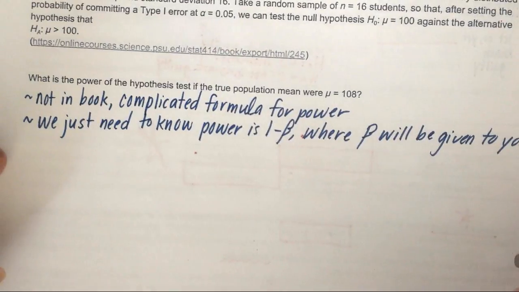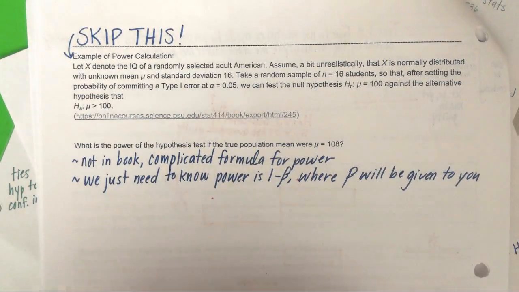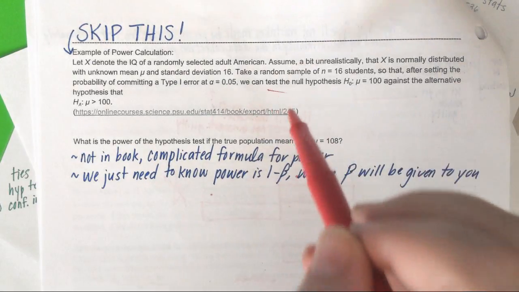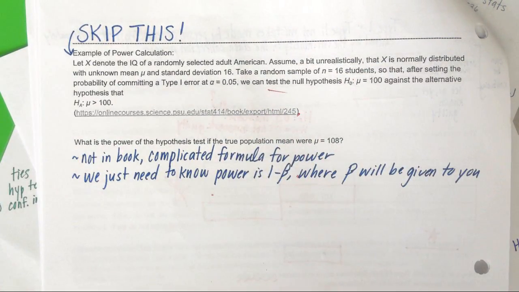Okay, let's go to the next page. We're going to skip this. If you're wanting to know more about this power, more than just the fact that it's 1 minus beta, and in some way beta is given to you, there's a really long, complicated formula for it. Go see this link. That is beyond the scope of our class. It is definitely something you would talk about in a different statistics class, not high school level. It is very complicated, and no.